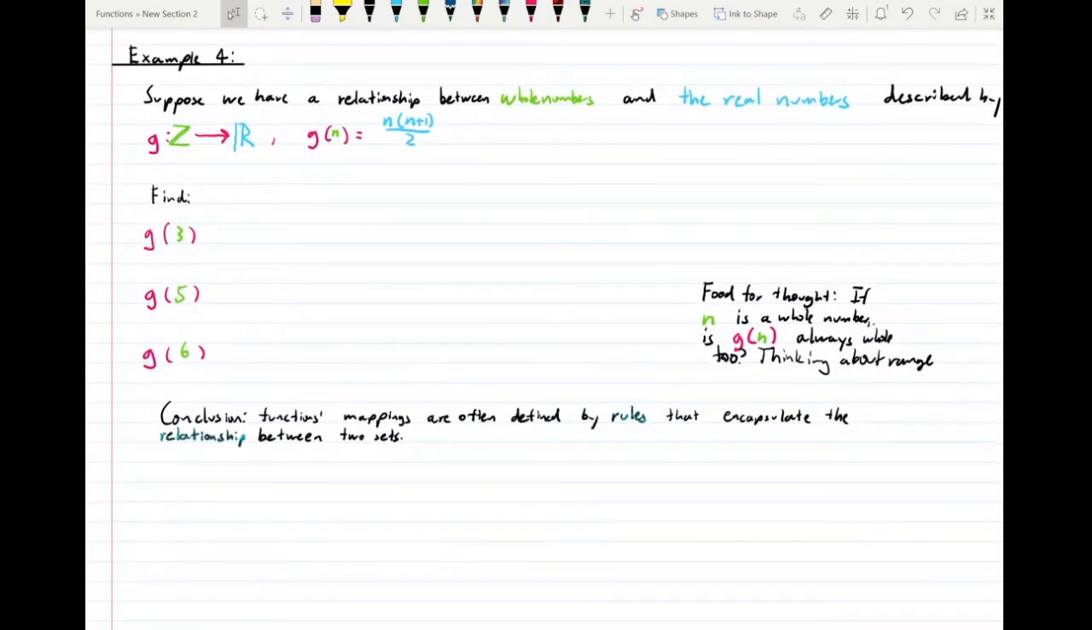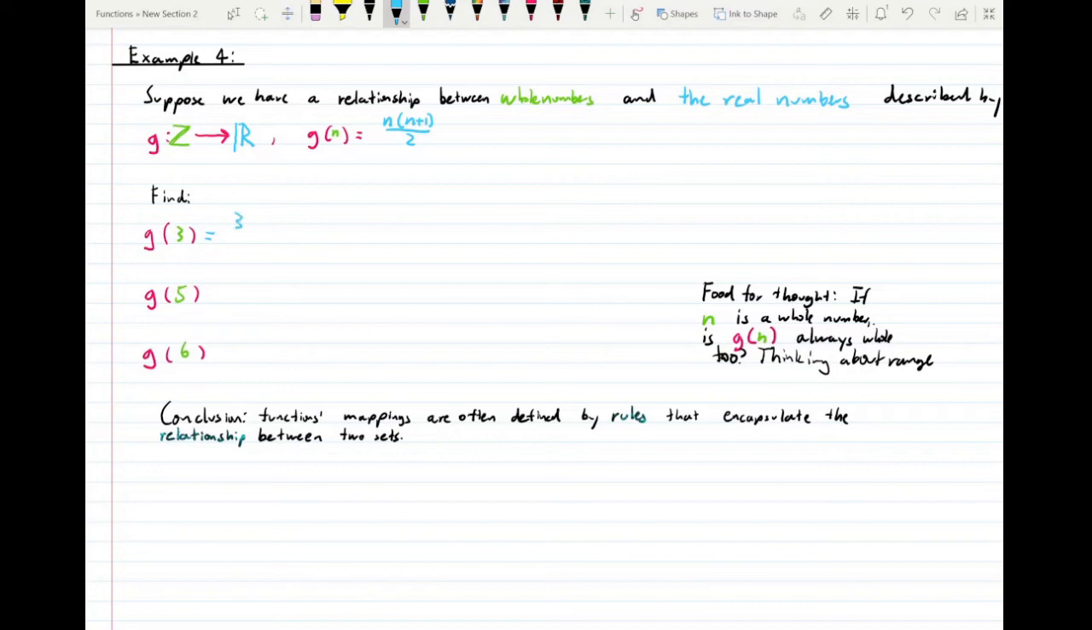Let's say we've got a function g that takes in whole numbers, represented by the Z symbol for integers, and sends those whole numbers into the real numbers. So output could be any number. And its mapping is described by g of n equals n times n plus 1 over 2. Let's go through the process of finding g of 3, g of 5, and g of 6. So we'll start with g of 3.